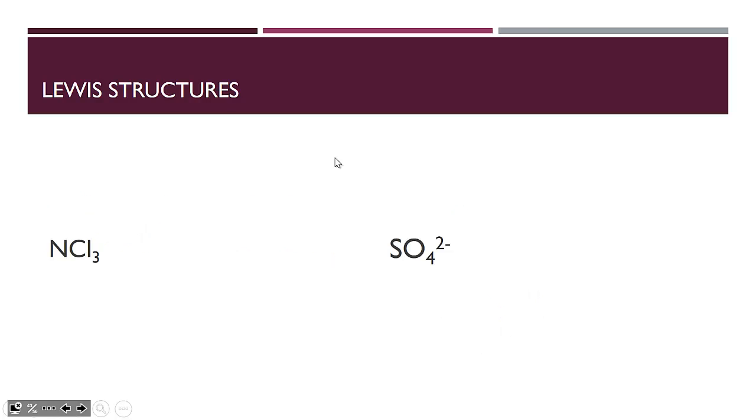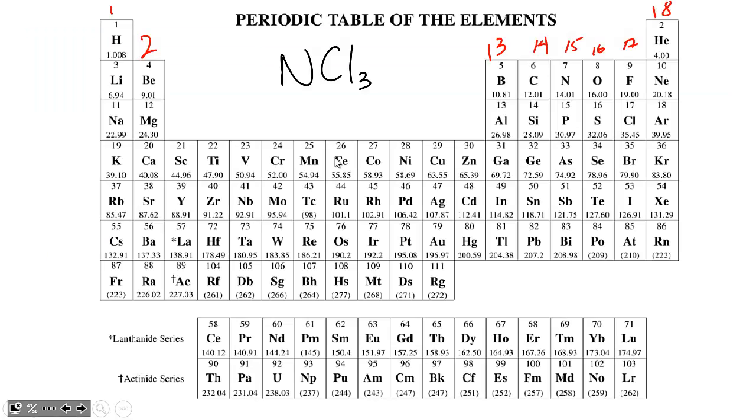Let's try again. Find the example in your packet. Nitrogen trichloride. We'll need a periodic table and a calculator. For nitrogen trichloride, nitrogen in column 15 is going to allow us to use 5 of its electrons to work with. There are 3 chlorines. Each chlorine is going to allow us 7 of its electrons to work with because it's in column 17. For a grand total of 26 electrons or 13 pairs of electrons.